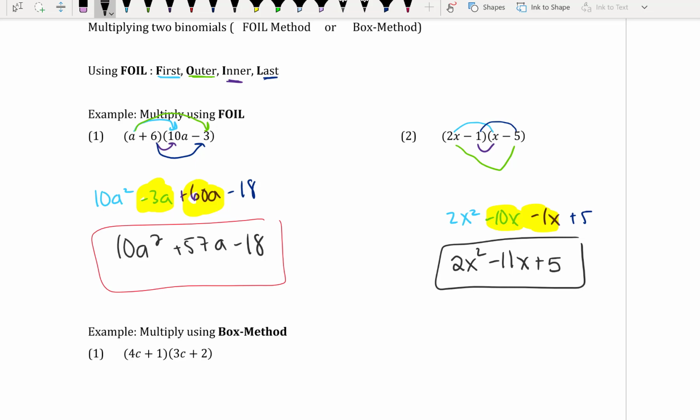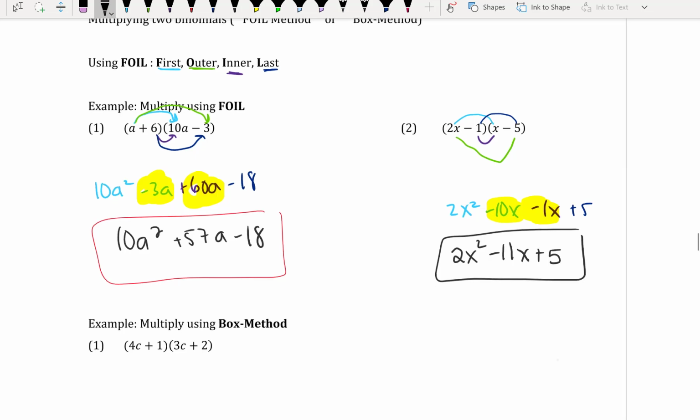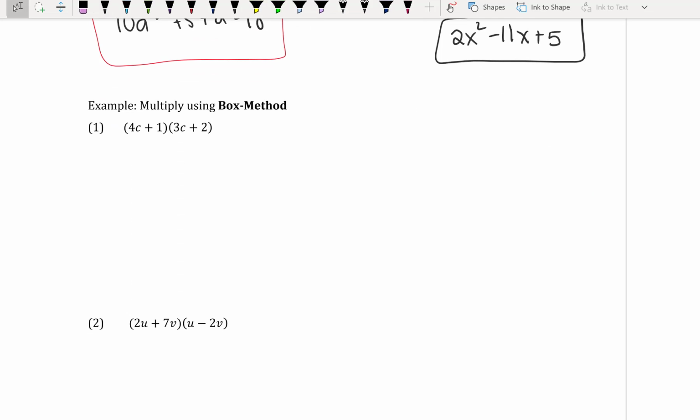And there's two ways to represent FOIL here. Now, if I'm using the box method, maybe you don't like FOIL. Maybe you're just like, I just need a different way. That's fine. There is a different way. I can write it in a box to help me be organized. So I would have 4c, and I have my positive 1.